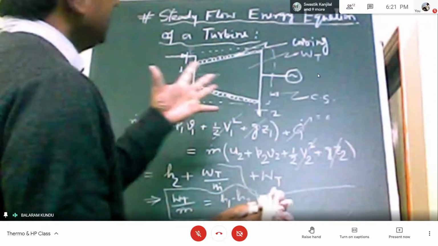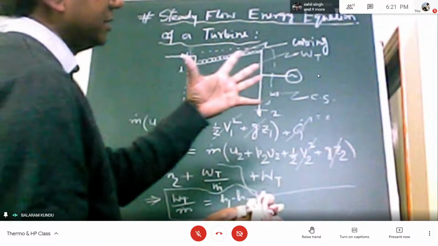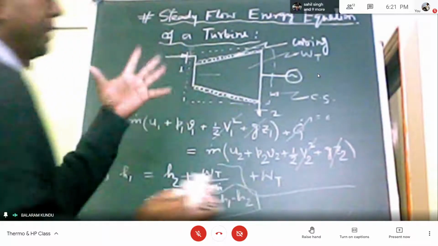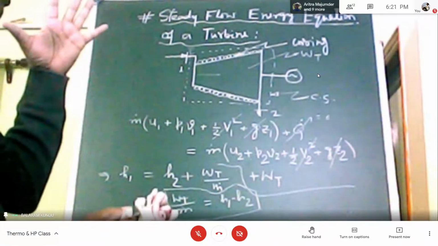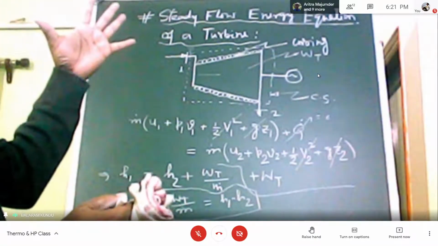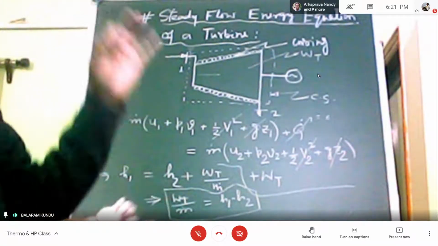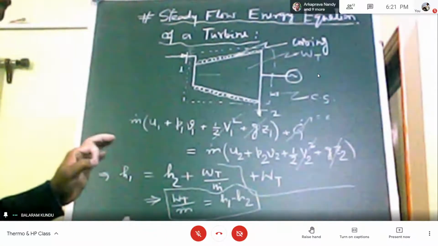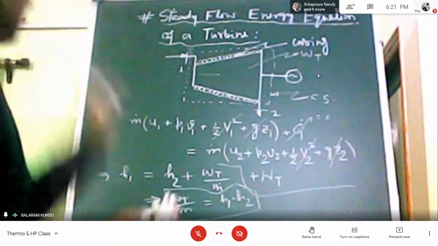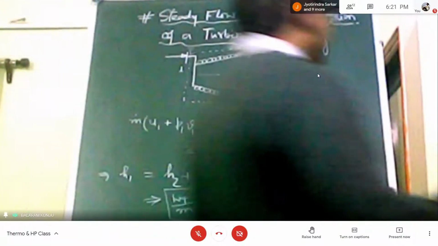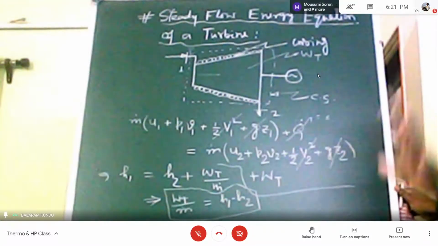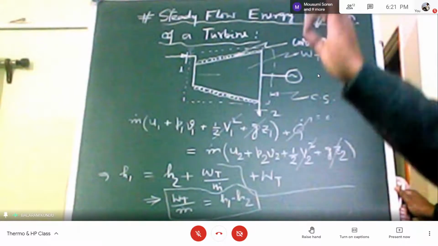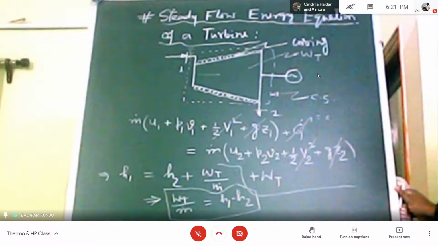You know, a steam turbine generator is there. Obviously, different types of turbines are there. A turbine can be classified on the basis of principle of operation. On the basis of principle of operation, we can classify the turbine into two types: impulse turbine and reaction turbine.